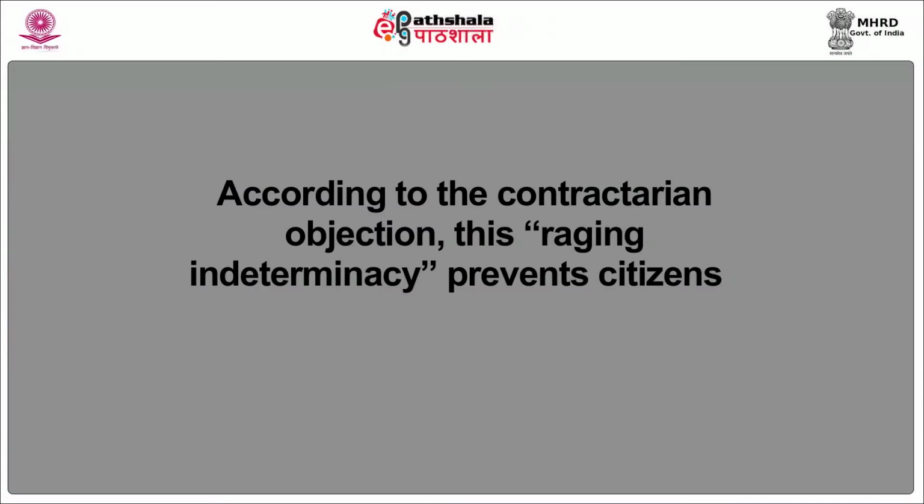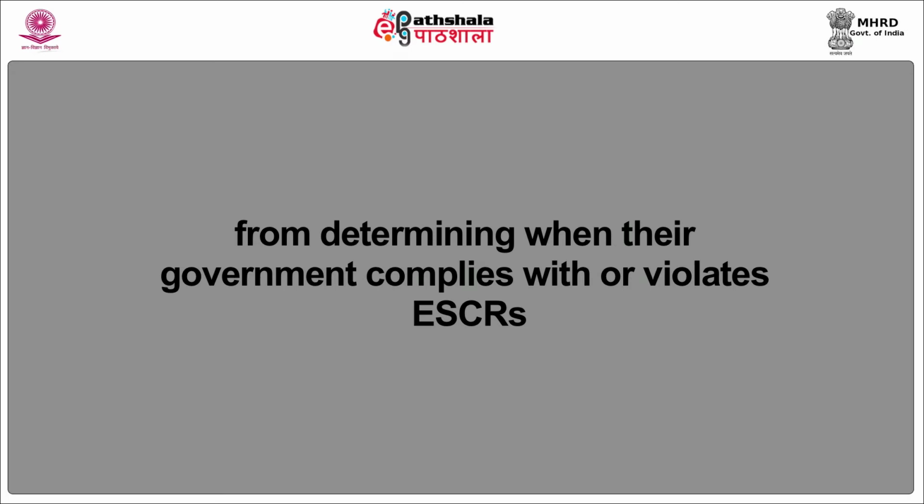Does one society comply with the right to food while the other does not? If so, which one? Couldn't we possibly argue that both or neither have fulfilled this right? Perhaps no one can decisively say if such a right is or is not being satisfied. According to the contractarian objection, this radical indeterminacy prevents citizens from determining when their government complies with or violates economic, social, and cultural rights. This, in turn, would threaten the legitimacy of the Constitution itself.